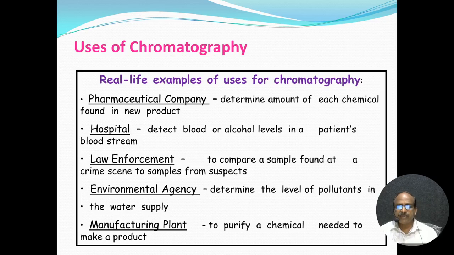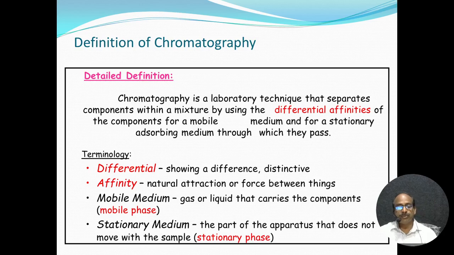Another one is the manufacturing plant. In any manufacturing plant, the chemicals needed to make a product are purified. Purification of the chemical needed to make the new product is also most useful.